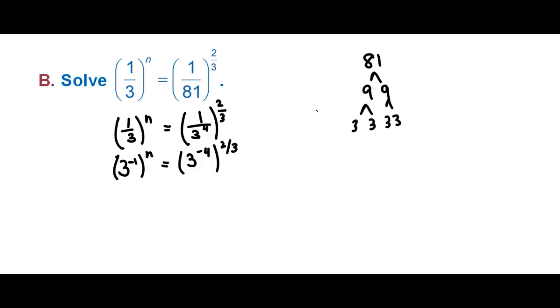So now, since I'm taking a power to a power, I can make this 3 to the negative n power is equal to 3 to the negative 8/3 power. So now I know that this has to equal this because they have the same base. So negative n equals negative 8/3. That means that n has to equal positive 8/3.